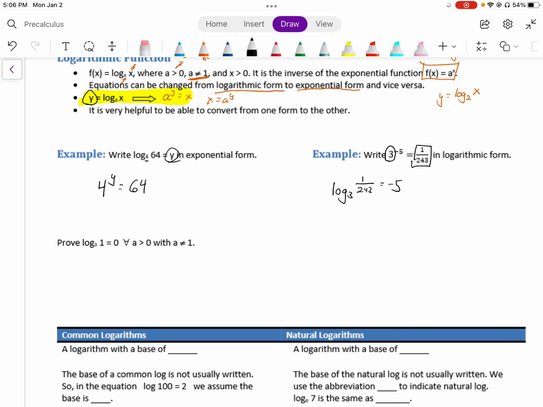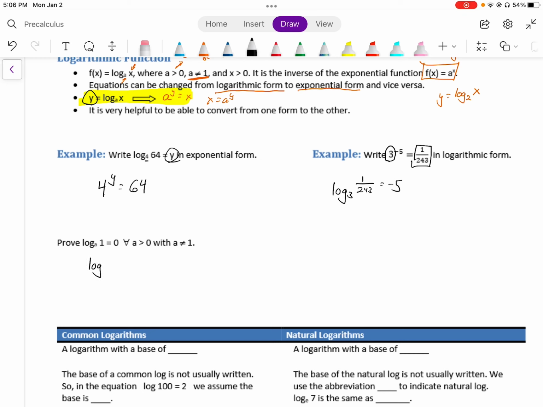So those two examples show you can switch forms. We'll be practicing that more in our assignment. This last little one here says prove log base a of 1 is equal to 0 for all a greater than 0 with a not being equal to 1. This is actually pretty easy to show.